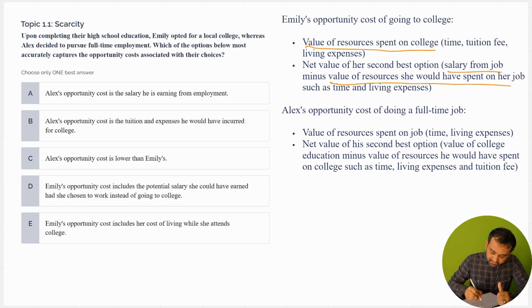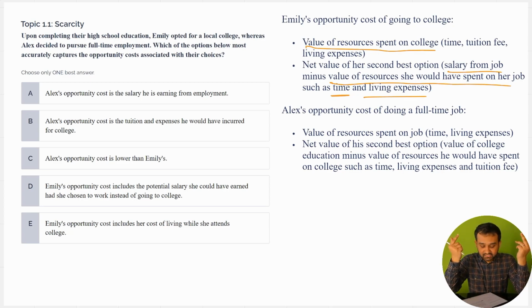So in this case, even if she did the job, she would have to spend time and also would have incurred living expenses. So Emily's opportunity cost in this context is going to be the value of resources she spent on college, so the value of her time, value of tuition fee, value of living expenses, plus the net value of her second best option. So her salary minus the value of the resources she would have spent on that job, which would have been her time and living expenses.